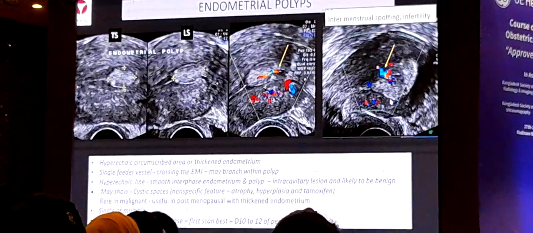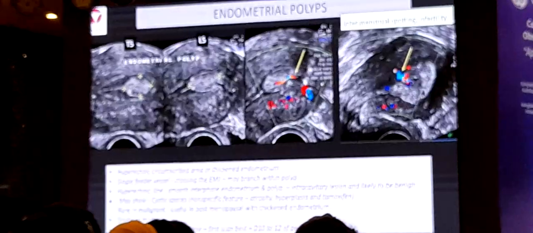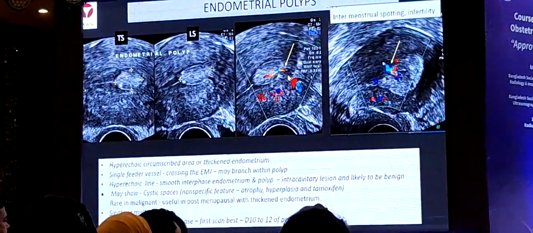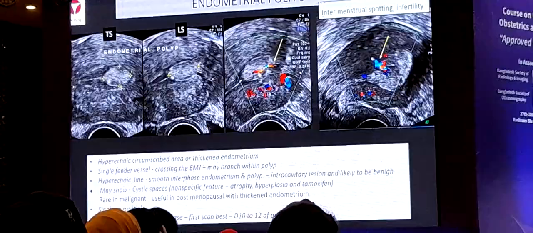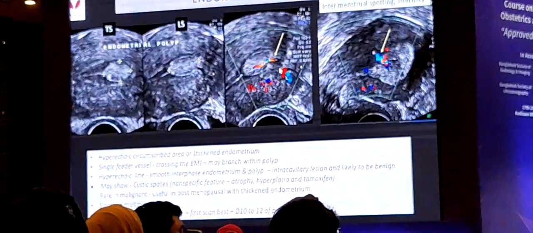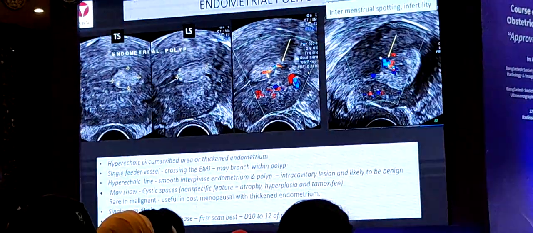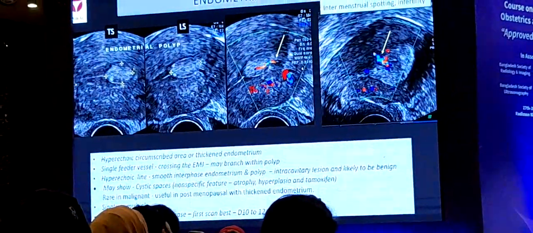What helps us diagnose it is a single feeder vessel which crosses the endomyometrial junction. Remember, any vessel is not a feeder vessel. It should be prominent. It should move from the myometrium into the endometrium. So you get a single feeder vessel crossing the endomyometrial junction, and once it reaches the polyp, it may branch within, even in benign polyps.